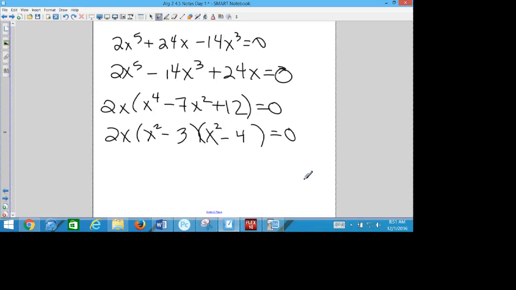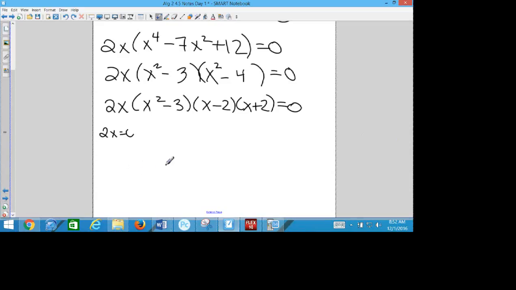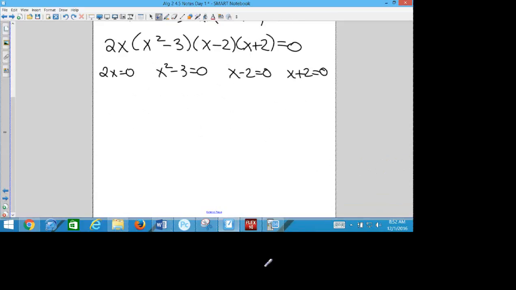Can we factor any of this stuff further? We can. Right, we've got a difference of squares in that second parenthesis. Have we factored it as far as it'll go? Okay, so we're going to set each factor equal to 0. Should I bother with the first factor 2x? Why? There's an x in it. Excellent. So we do that. Then we've got x squared minus 3 equals 0. x minus 2 equals 0. And x plus 2 equals 0. So you've factored all of them, set them all equal to 0.